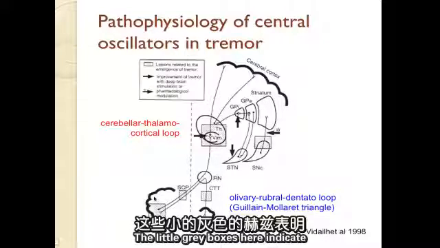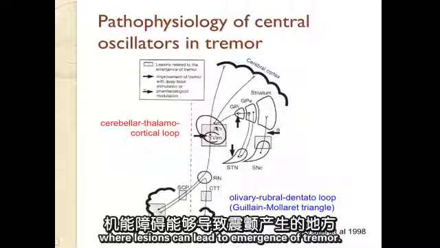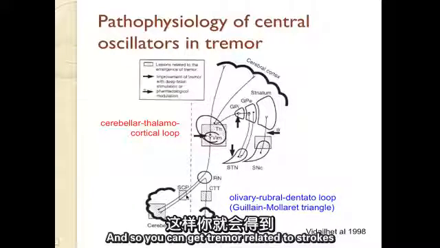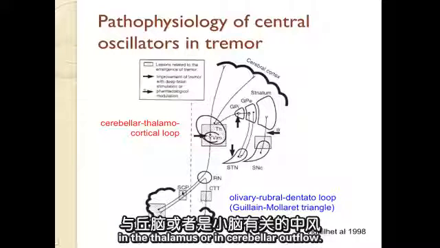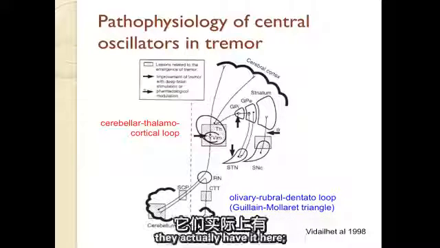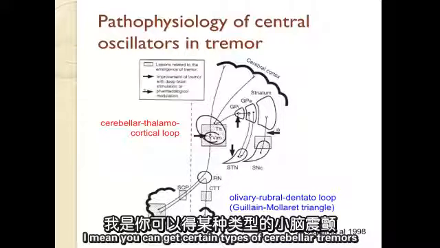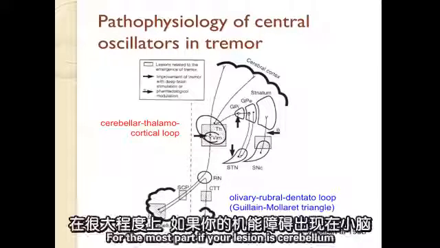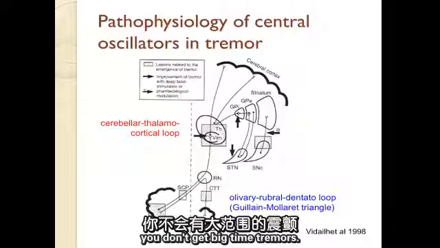The little gray boxes here indicate where lesions can lead to emergence of tremor. And so you can get tremor related to strokes in the thalamus or in cerebellar outflow. But interestingly not from a lesion of the cerebellum. Well, they actually have it here. I mean, you can get certain types of cerebellar tremors. For the most part, if you lesion your cerebellum, you don't get big-time tremors.